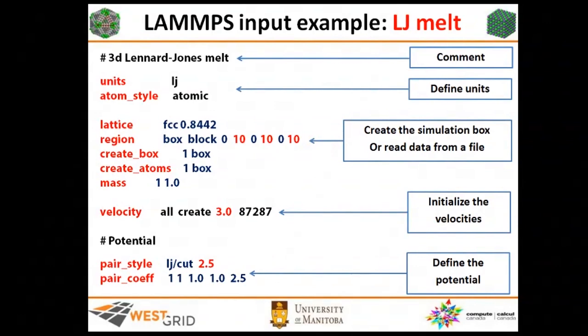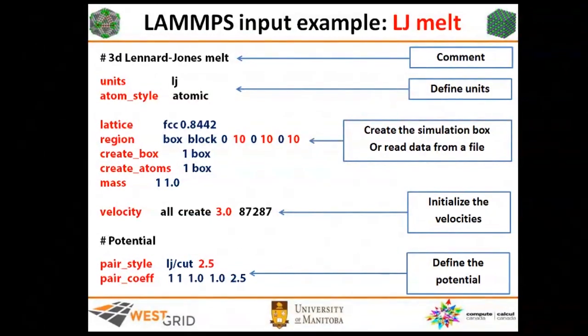Now if I want a larger box, I just have to change this. Instead of 10, I can use more to have a bigger simulation box. If I already have the simulation box in a file, I can remove all these lines from lattice to create_atoms and replace them by one command, read_data, with this file. The command velocity all create just creates the initial velocities.